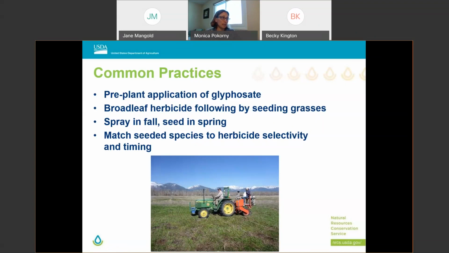We also use broadleaf herbicides after grass seedings. And if you're going to use a broadleaf herbicide, make sure you're not incorporating forbs into that seeding. We've seen that mistake a lot as well. Sometimes we're spraying in the fall and then seeding in the spring. And this allows some of your herbicides to break down in the soil and give you the time lag that you need before you revegetate. But make sure whatever species you're seeding, that they're matched to the herbicide that you're using, the selectivity and the timing.